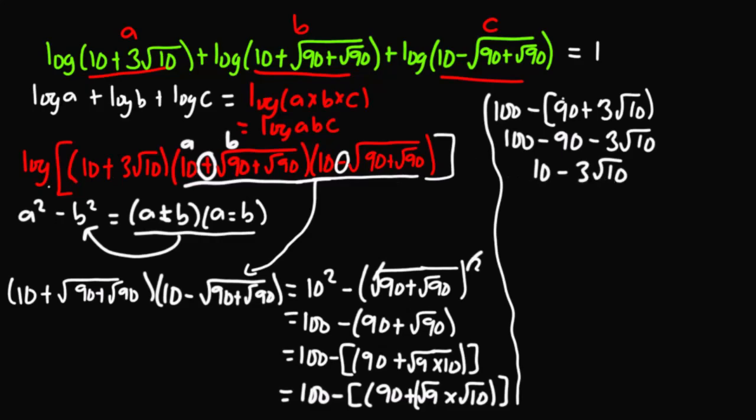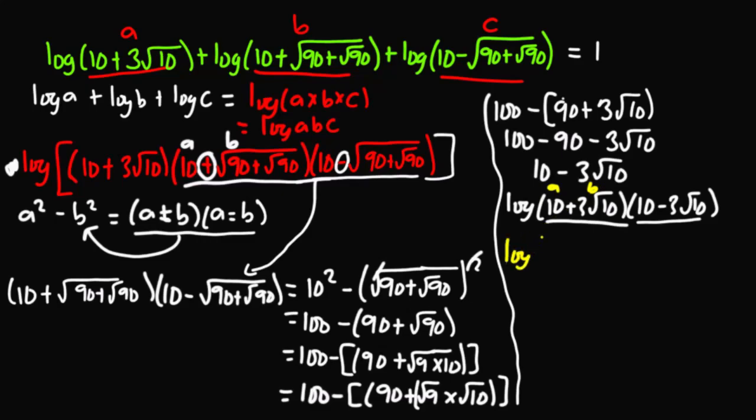So I'm going to replace that. Therefore, this equation now becomes log of 10 plus 3 root 10 multiplying 10 minus 3 root 10. Once again, if you take a look at these two multiplications, it represents difference of two squares. And so what it means is that once again this becomes our a, but this around our b becomes the 3 root 10. So doing that gives us log, into bracket, now I'm going to apply a squared minus b squared here. So a is 10, so 10 squared minus, into bracket, this is the b, 3 root 10. So 3 root 10 squared.